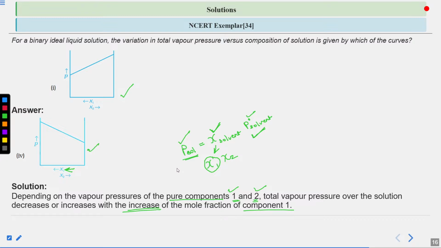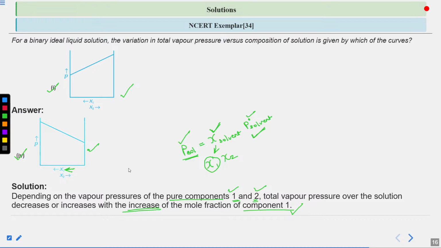Okay, so that's why we have these two correct answers for this question. If you take the constant mole fraction which is increasing for one component, then the total vapor pressure of the solution will directly depend upon the vapor pressure of pure solvent of any component. So we can represent the variation in the total vapor pressure versus the composition of solution by the two given graphs. So the correct answer for this question will be first and fourth.